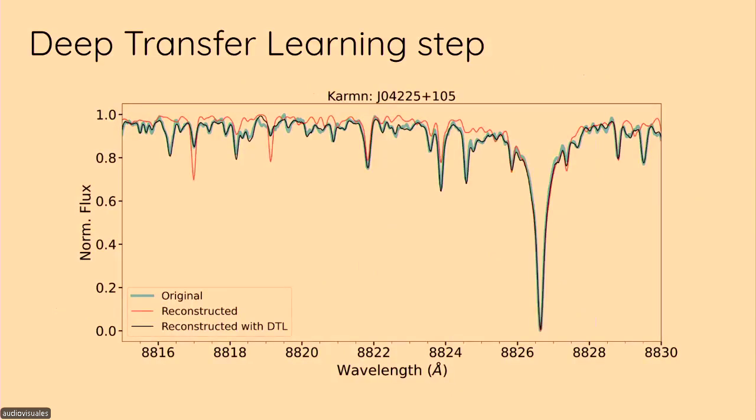You can see this in more detail here. Here we have a wavelength section for one of these real spectra. In blue, we have the original CARMENES spectrum. In red, we have the reconstruction before the deep transfer learning. And in black, we can see the reconstruction after this transference of knowledge. So you can see how by adding this deep transfer learning step, the autoencoder learns to preserve much more specific features from the input spectrum.